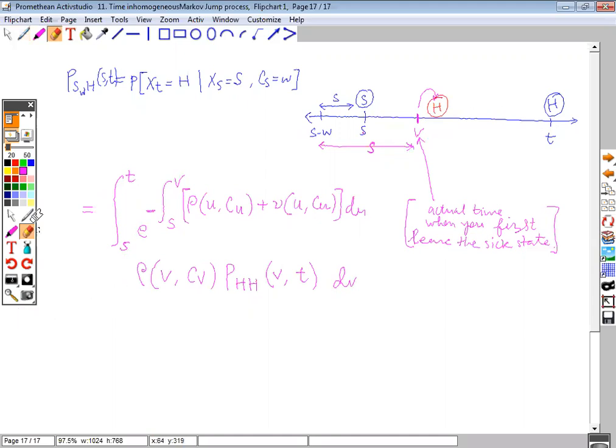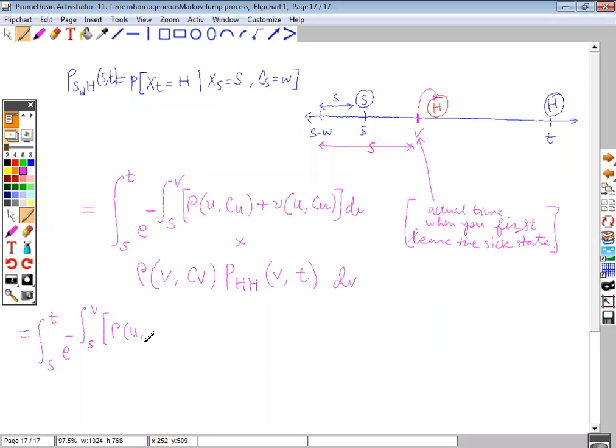I don't know how to write this. Maybe I can write a multiplication here. Okay, so now we will try to rewrite this whole thing. I have integration from S to T, e raised to minus integration of S to V rho of u comma.